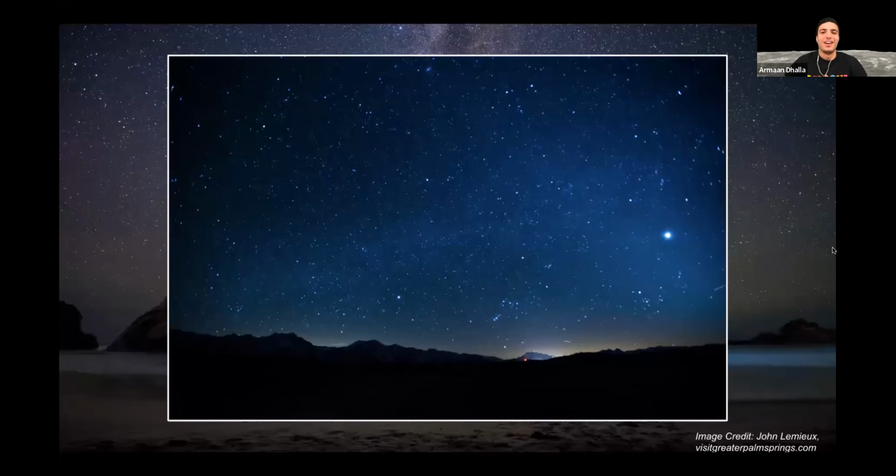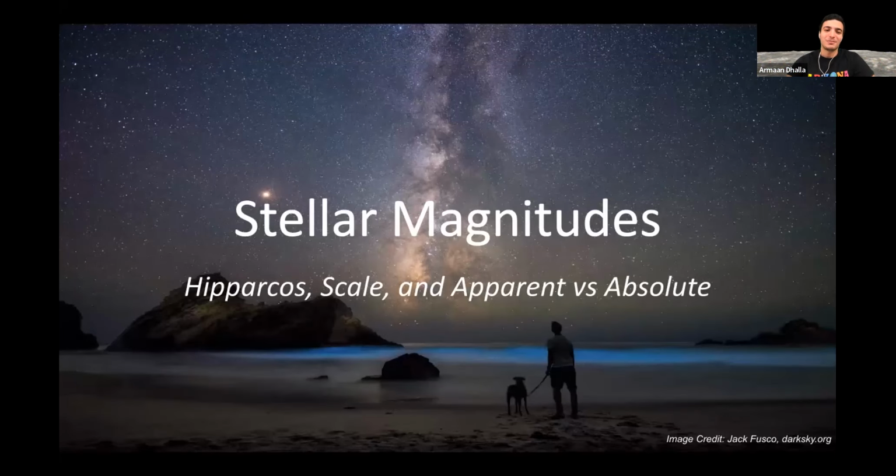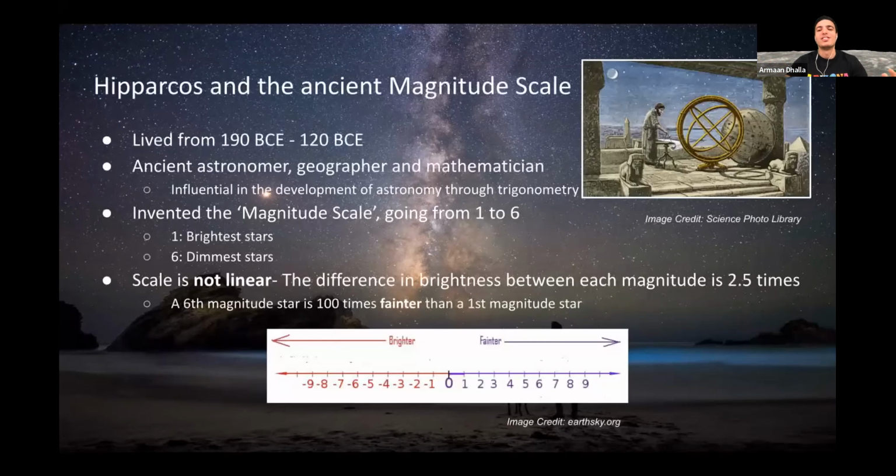All right, I want to start by showing you a picture of some stars. You can see that some are dimmer and some are much brighter than others. But how can we classify and compare these stars based on their brightness? Well, we do that through stellar magnitudes. And the first person to classify the stars based on their brightness was an ancient Greek astronomer named Hipparchus, who lived more than 2,000 years ago.